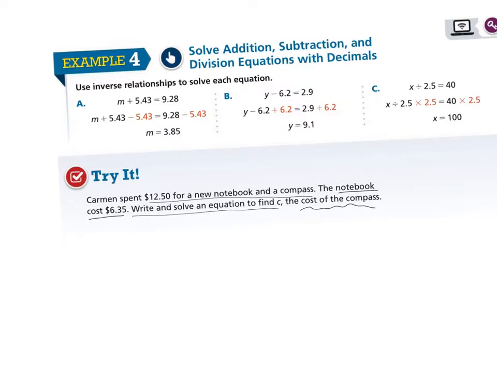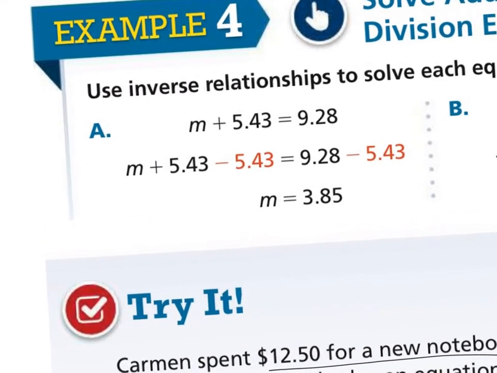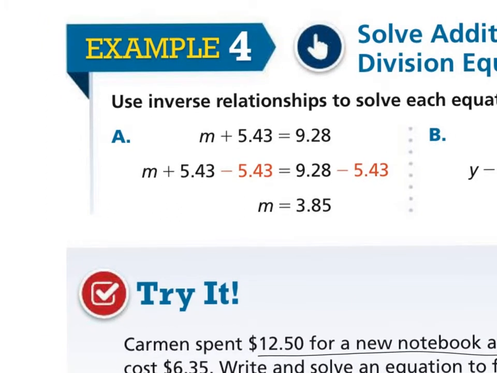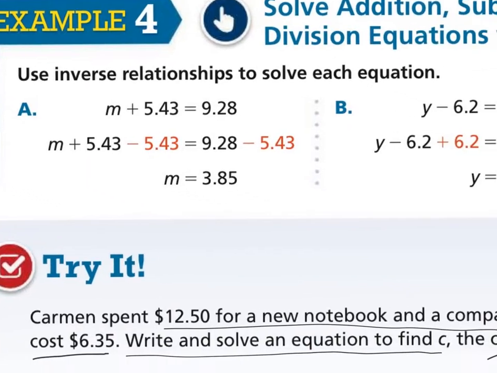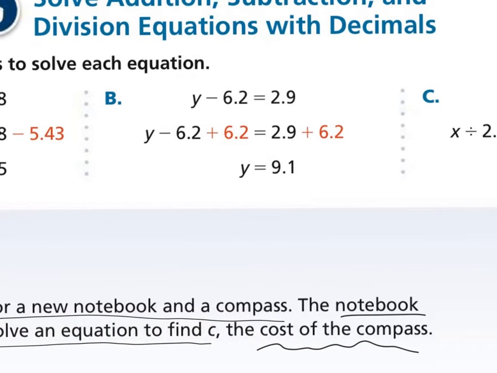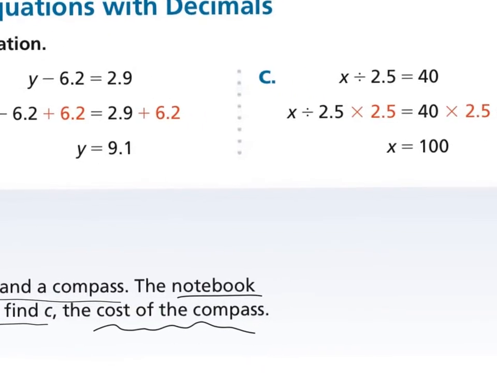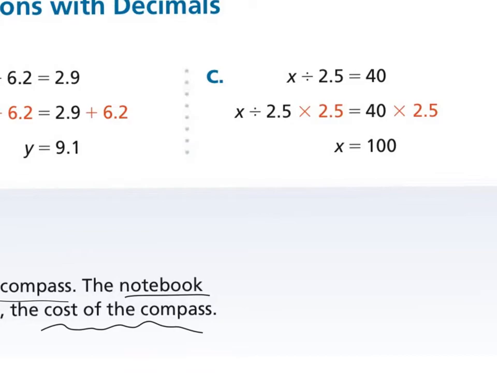Example 4 talks about inverse relationships. So that's like opposite operations again. So you can see on part A, we're trying to solve for M. Over with the M, they're adding, so the opposite operation we would need to subtract. Part B, they are subtracting with the variable, means we need to add. And part C, they are dividing, means we need to multiply.